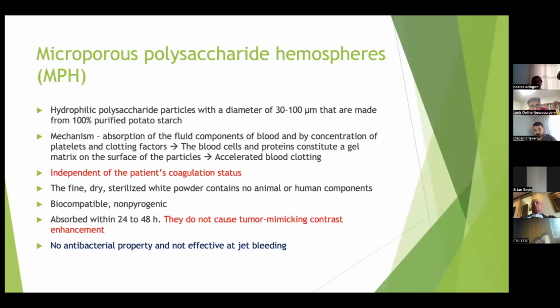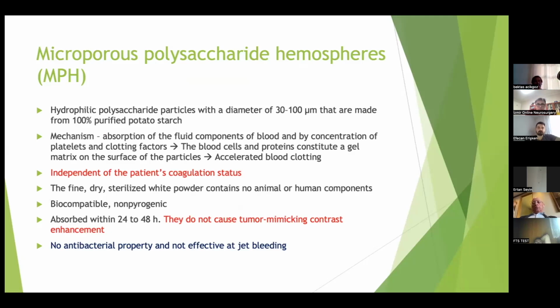Next one is microporous polysaccharide hemospheres. These are hydrophilic polysaccharide particles with a diameter of 30 to 100 microns, and they are made from 100% purified potato starch. Again, it acts by absorption, so it basically absorbs the fluid components of the blood. If there is a bleeding in one area, it absorbs the fluid component of the blood and concentrates the platelets and clotting factors.